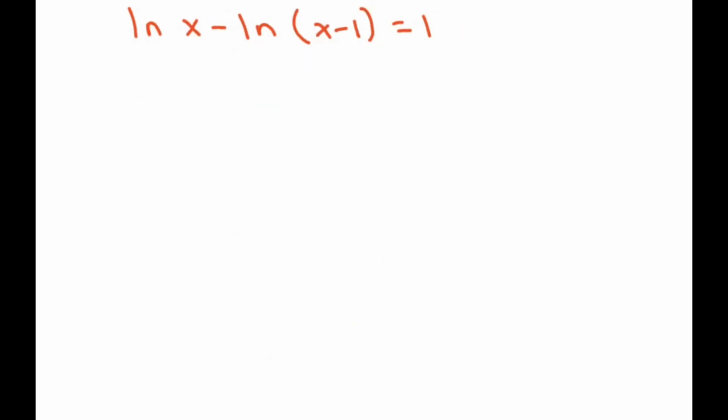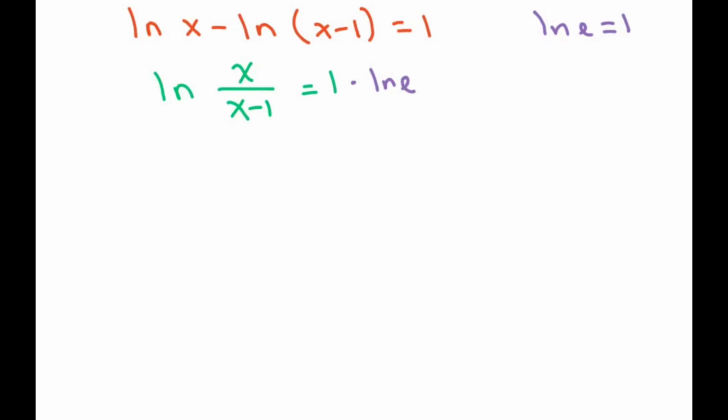Okay, so for this one, I'm going to do the same thing for ln. I'm going to condense this. It's going to be ln of x divided by x minus 1 equals 1. The way I do this, I go ahead and multiply. Remember, ln of e equals 1. So I'm just going to multiply this by ln of e.